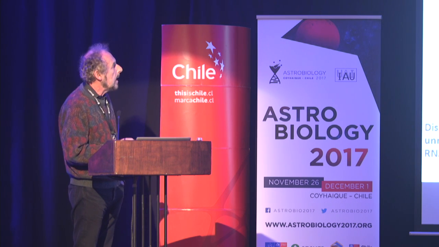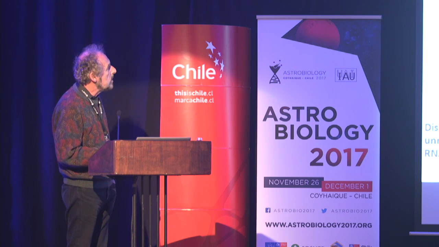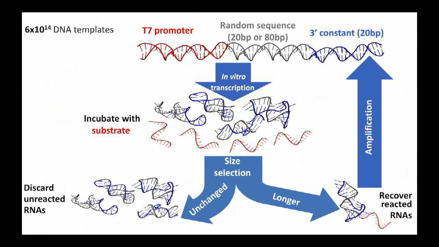So here is the experiment. It's a typical RNA evolution experiment. You start with a fragment of random sequence of 20 or 80 base pairs. There are some promoter and constant regions that are necessary for the experiment to go, but that doesn't play a role in what I want to tell you. So forget all about it.